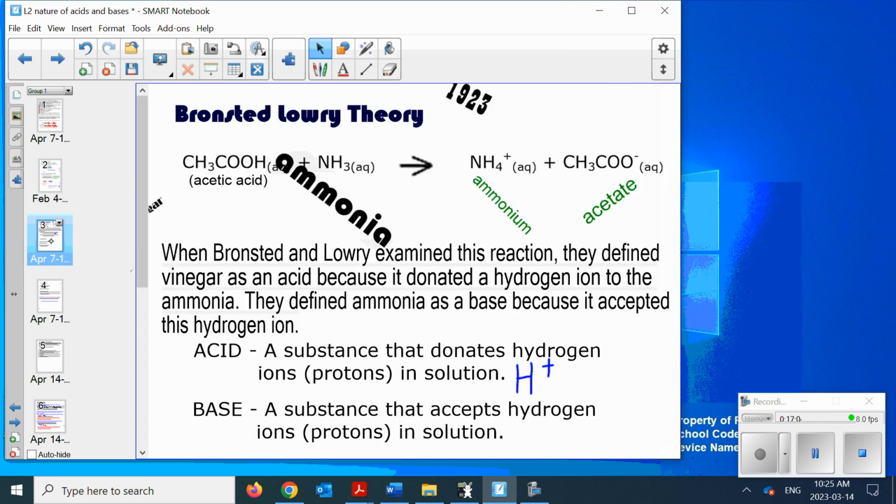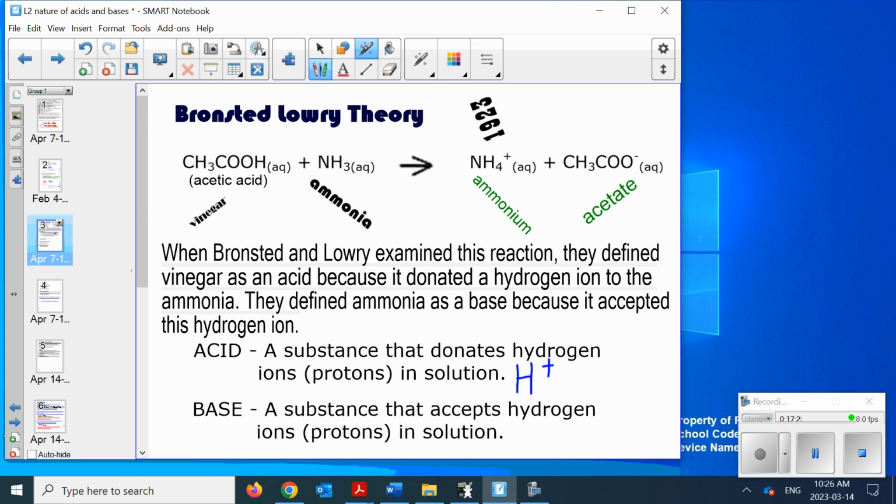Okay, now, Brønsted-Lowry theory. Let's take a look at this, because we know vinegar, acetic acid, is an acid. And the formula for it is CH3COOH.